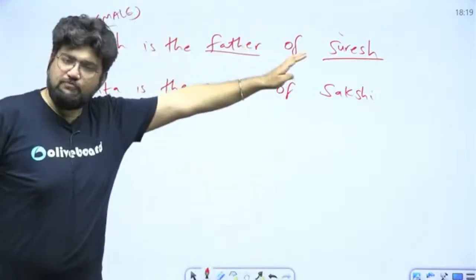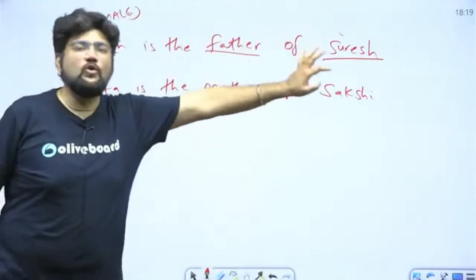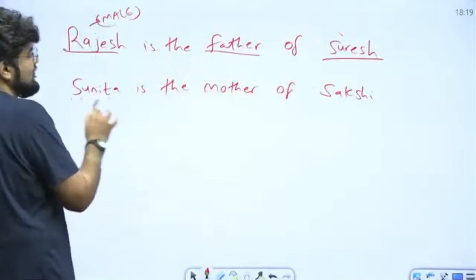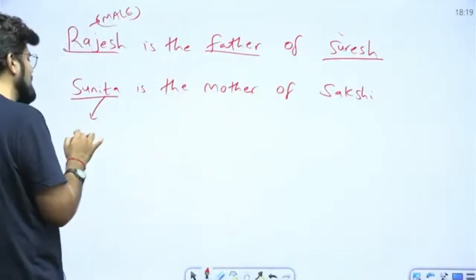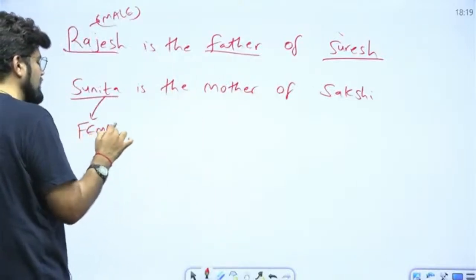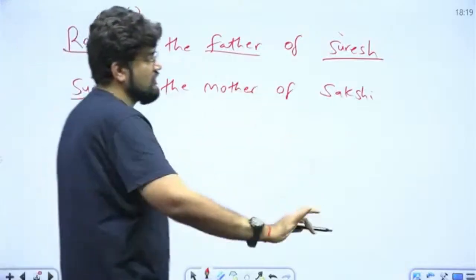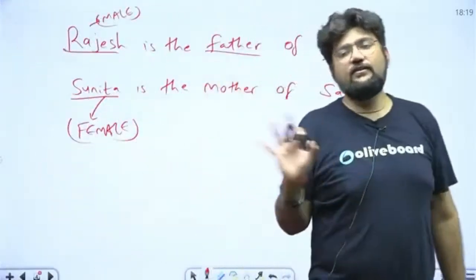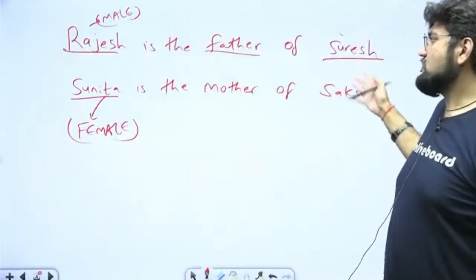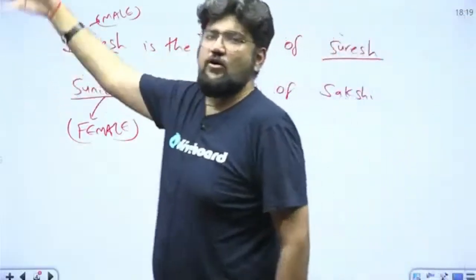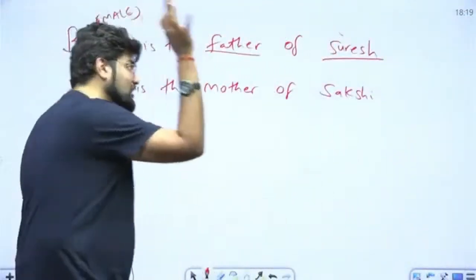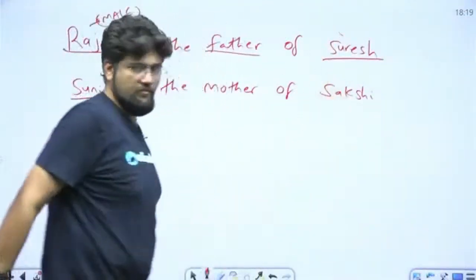Rajesh is the father of Suresh. Perfect. Rajesh is a male. We don't know about Suresh. Similarly, Sunita is the mother of Sakshi. So, Sunita is definitely a female because she is a mother. But about Sakshi in this question, unless it is specified, we are not sure. If it was written that Sakshi is the sister of, let's say, somebody, or Sakshi is the mother of somebody, then you would have confirmed that yes, Sakshi is also a female.